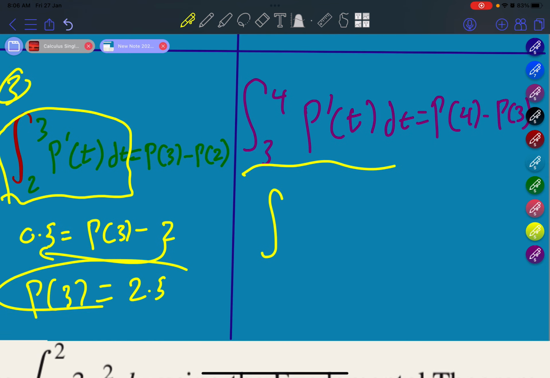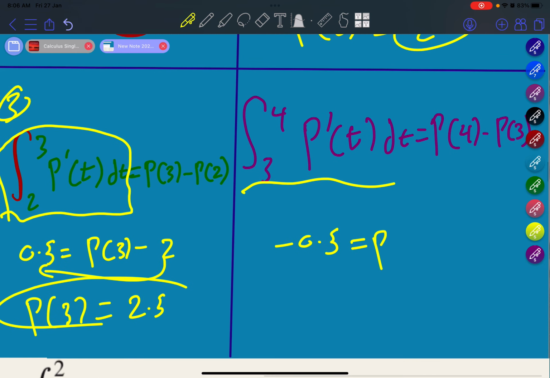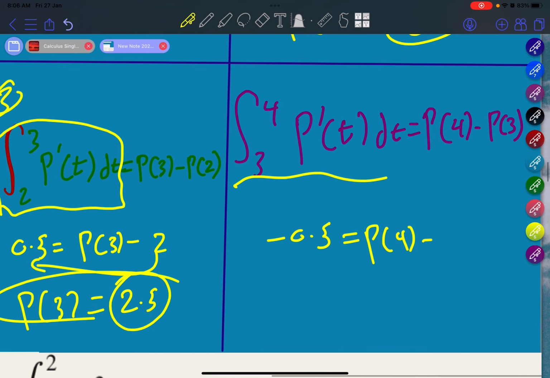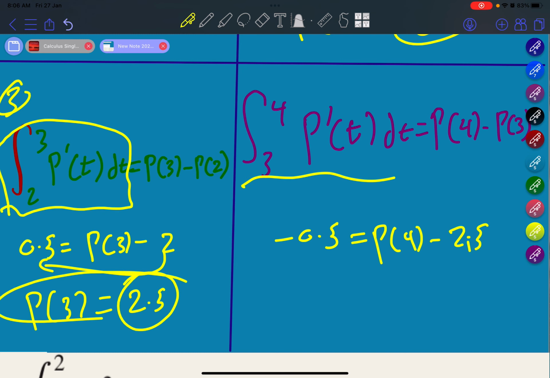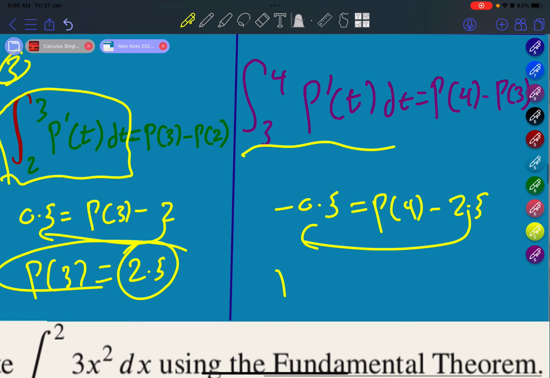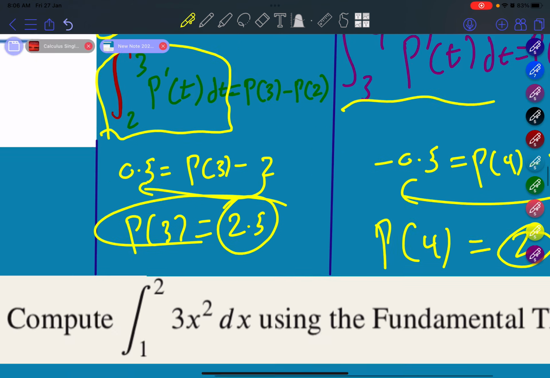Let's write here negative 0.5 will equal p of 4, which we want to know, minus p of 3, which we already know. So we remove p of 3 and instead write the value we got, which is 2.5. Then we put it to the other side to isolate p of 4. So p of 4 equals 2.